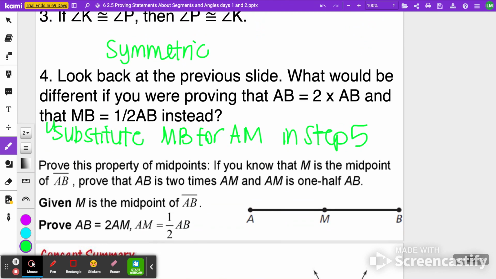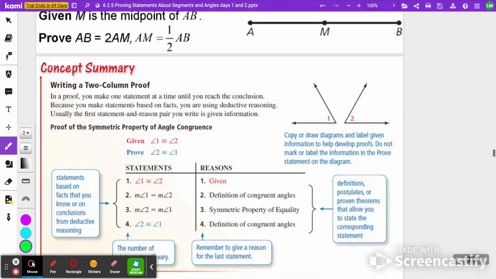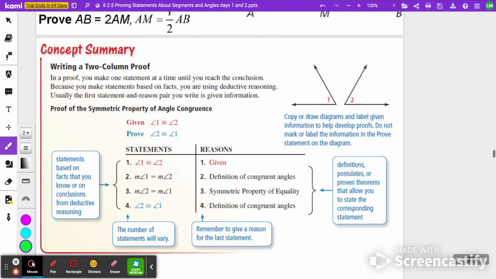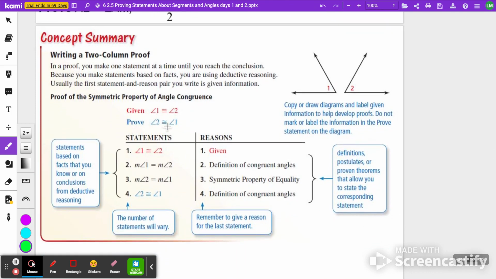The last little bit of this would be just looking at the content summary of all of your proofs. So with this, you just want to make sure that when you're writing a 2-column proof, the given is always the first thing, the proof is always the last thing where you're proving it, and the steps in between are based on facts that you know or conclusions from deductive reasoning. So remember, deductive reasoning are straight facts so that you can always back it up. It's almost like citing evidence when you do an ELA paper, except this is the more math version of it.